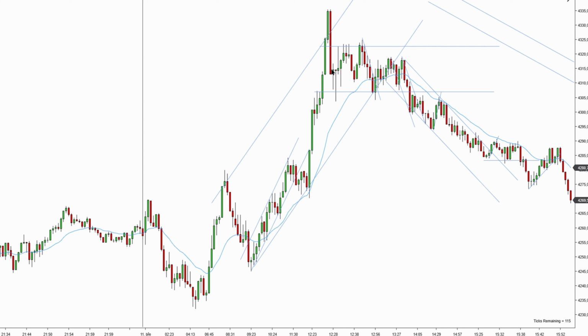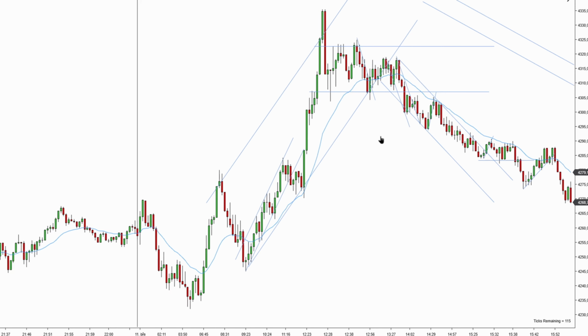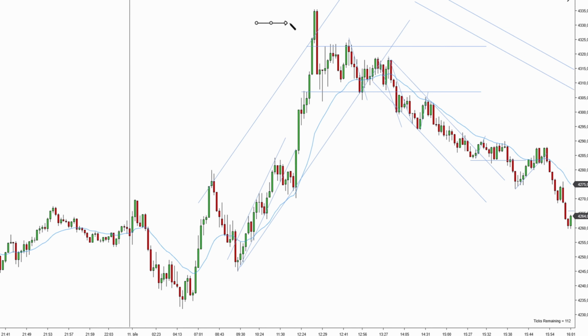This is a depletion move because this is not long-term sustainable. Price cannot continue working higher steeply like that. And when you combine it with the overshoot and the big trend bars at the very end of the trend, this tells you that the trend is probably depleting and it's time for a larger correction. So when you have an overshoot, you expect a larger correction.